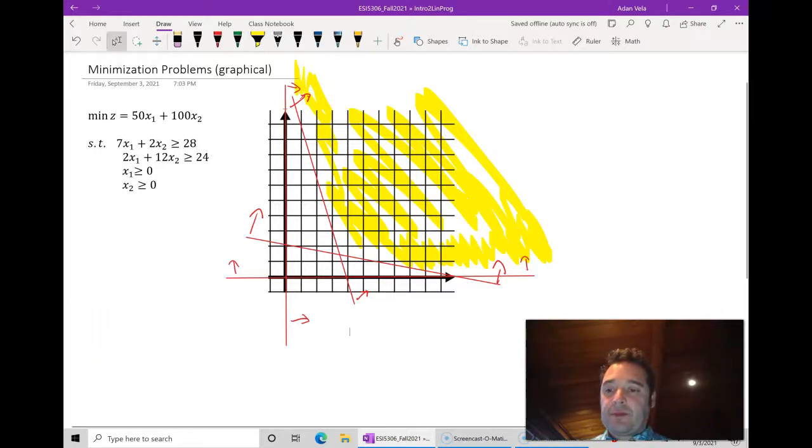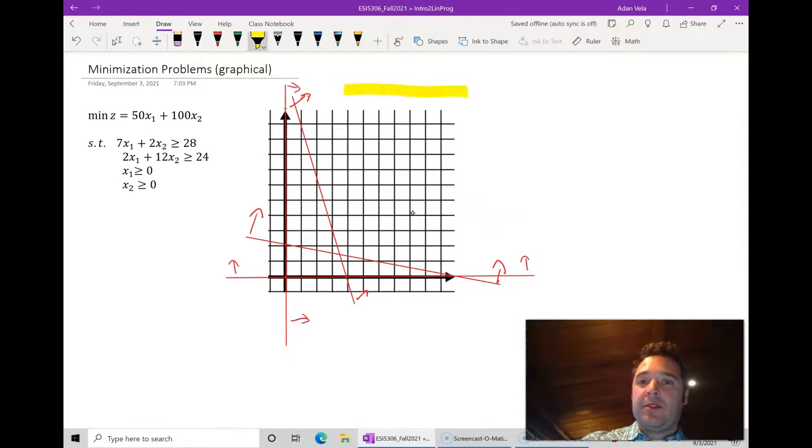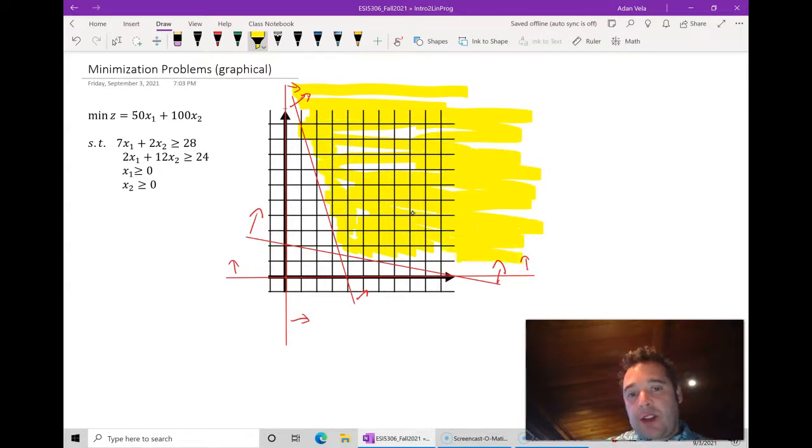So let me draw that a little bit better. So again, our feasible space looks something like this. And of course it goes up to the line. And it always stays above 0 in the x1 and x2.